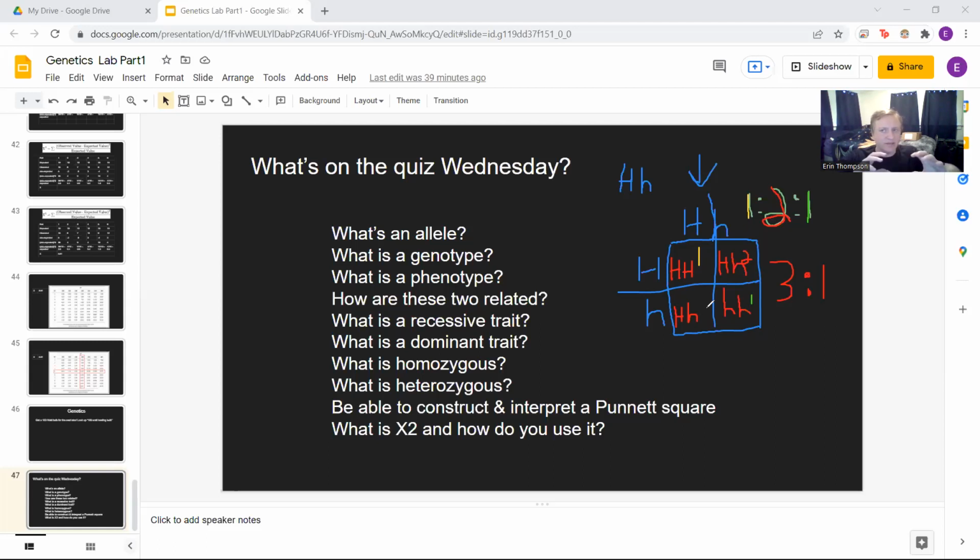So again, genotype is just the genes. It's what are your alleles? What do your little letters look like? Phenotype is your actual characteristics. Okay, so we have a genotypic ratio of 1 to 2 to 1, but we have a phenotypic ratio of 3 to 1. How is that? Is everyone sufficiently confused?